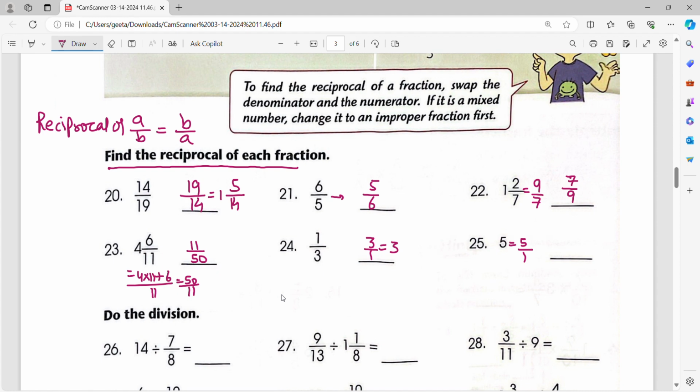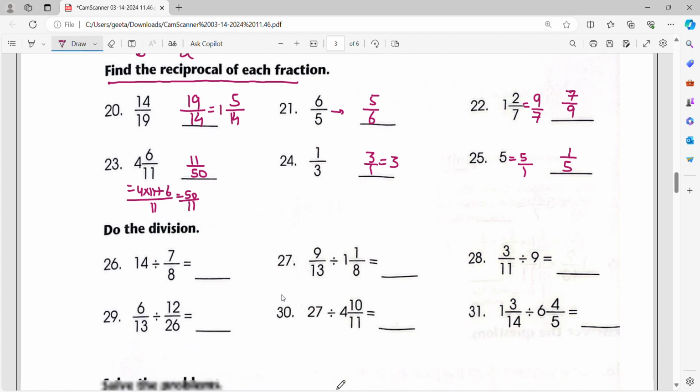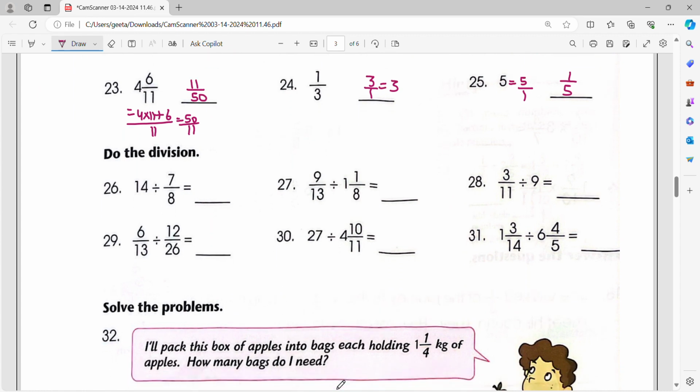5 by 1 reciprocal is 1 over 5. Okay, very good. Now we will move to the next problem, which is doing the division part. I'll try one or two questions for you so that you can understand it, because these are a bit new for you. Okay. First question is 14 divided by 7 by 8.